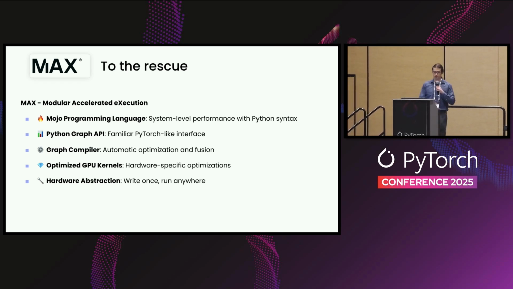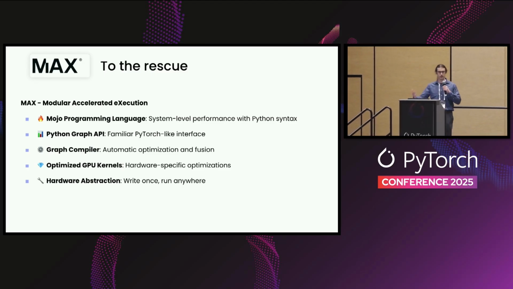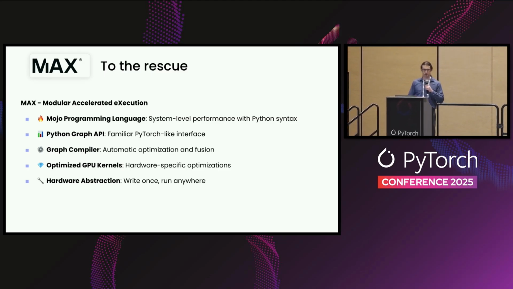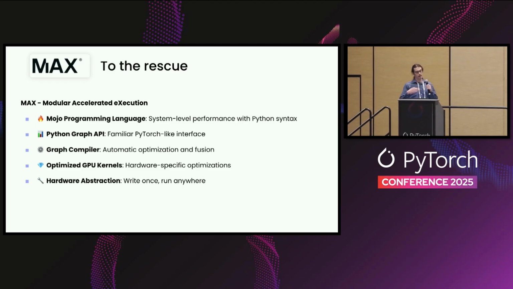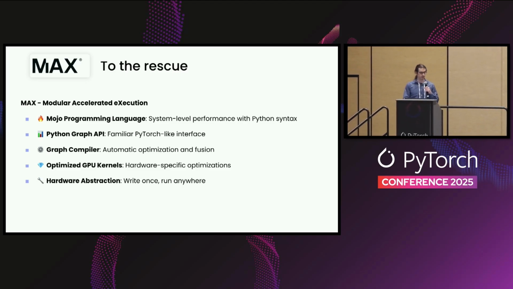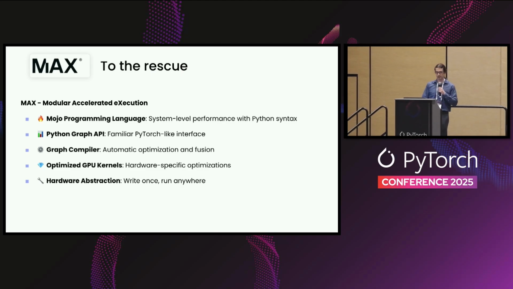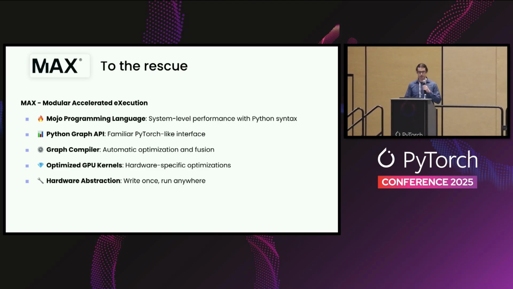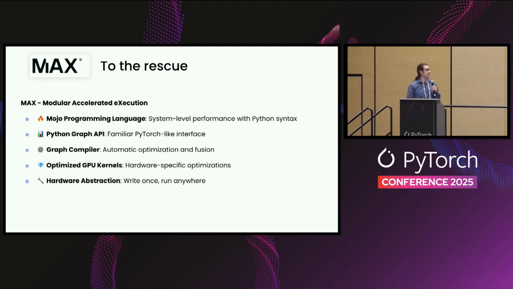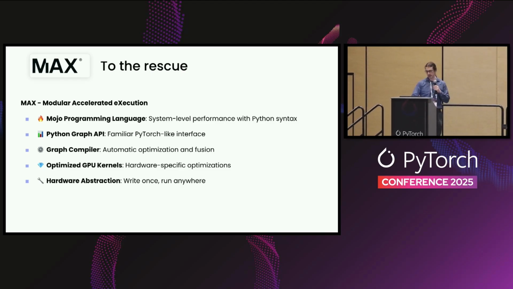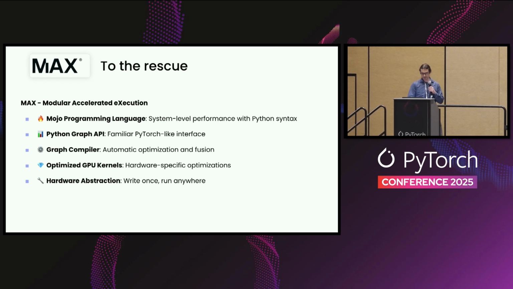The output of which is consumed by our graph compiler. This is a very traditional graph compiler that does a lot of the automatic optimizations you're familiar with, things like shape inference, automatic kernel fusion. And supplementing that are systems like our optimized GPU kernels. These have a lot of hardware-specific optimizations in them, and various hardware abstractions we provide to allow you to deploy models across a variety of hardwares.